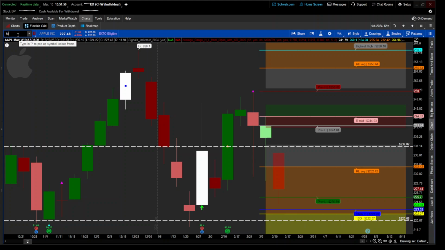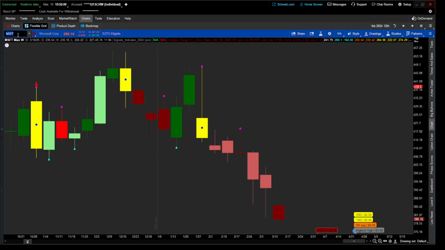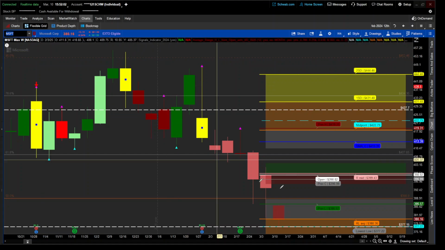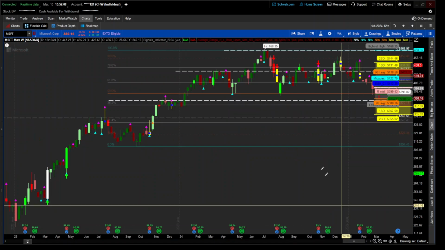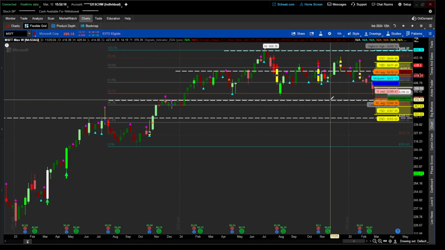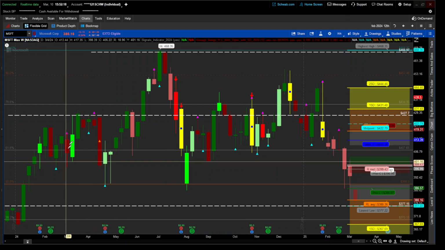Next, Microsoft. These are just some of the bigger components of the S&P 500. So we're looking at Microsoft, and it's retesting this previous all-time high right here, where it was range trading, and it's created, to me, somewhat like an M pattern.